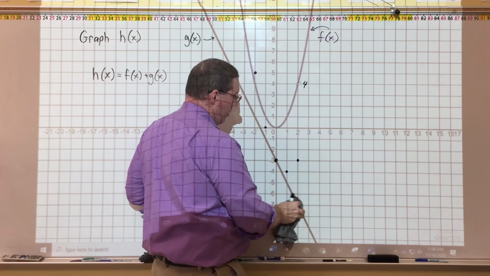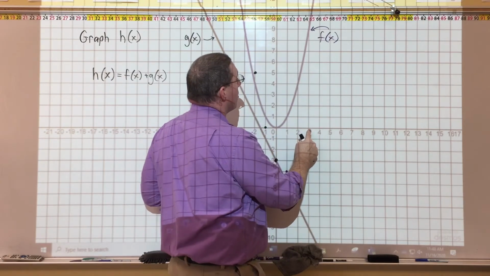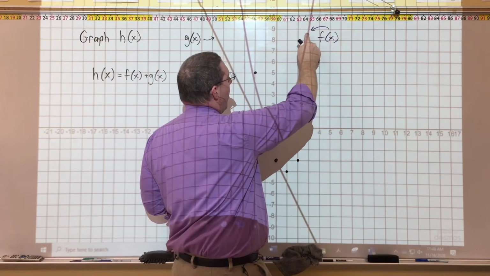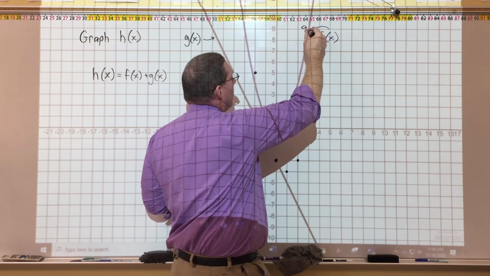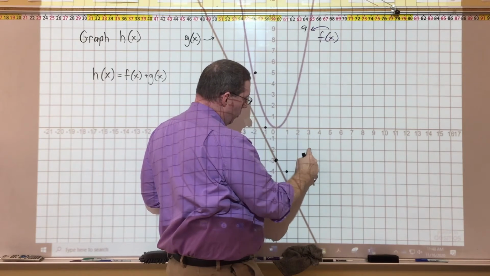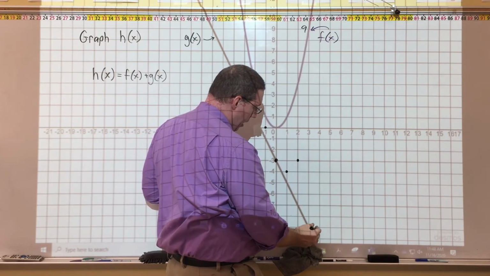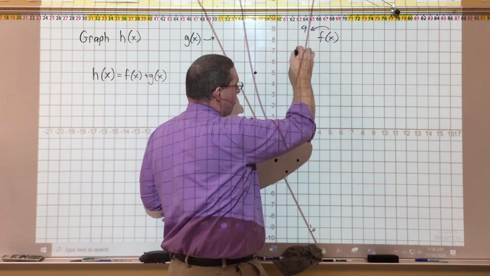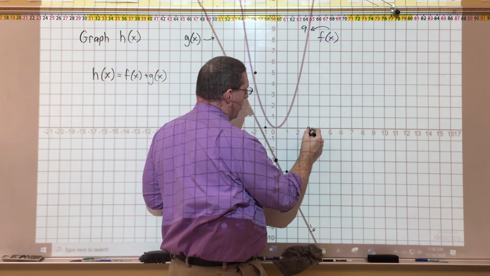Okay? All right. Moving on to 3, we can see that the height here is, wow, that's really high. f of x is 9. Okay? So this is 9. And g of x is 1, 2, 3, 4, 5, 6, 7, 8, 9 down. That's -9. And we know that -9 plus 9 is 0. Therefore, at 3, it's going to be 3 and 0.